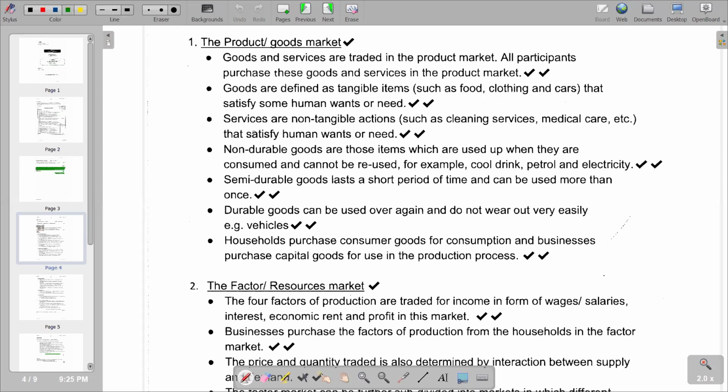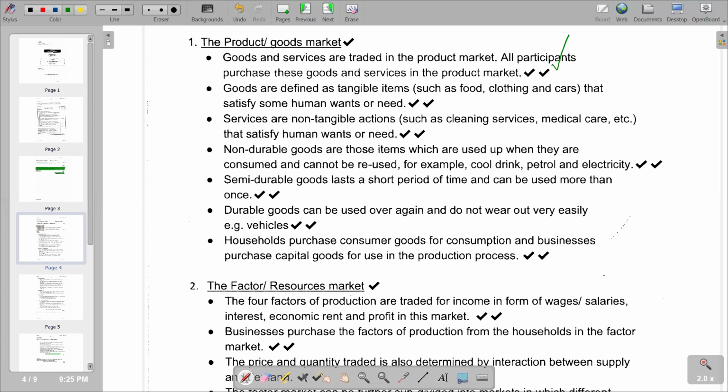We are going to start with the product or goods market. Remember, the product or goods market is where we have the exchange of goods and services. The first point is that goods and services are traded in the product market. All participants purchase these goods and services in the product market. That is what constitutes our goods market.